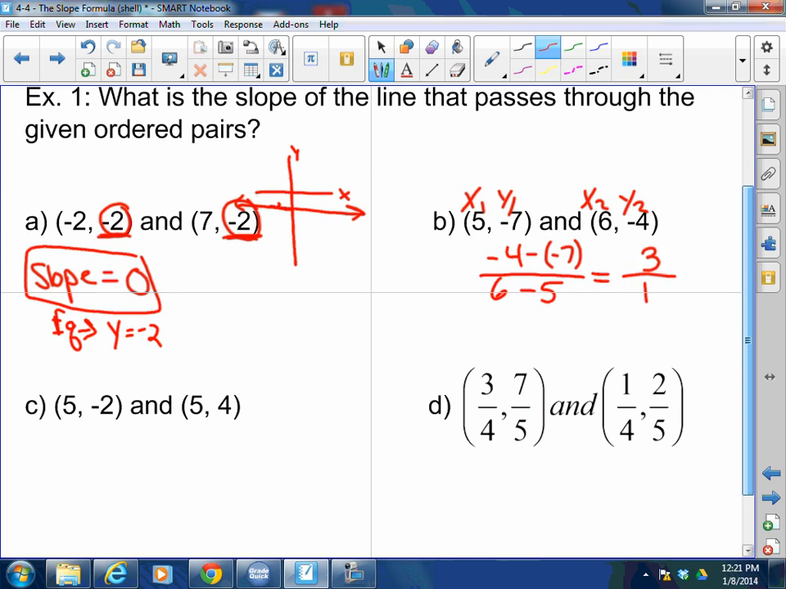Okay, let's look at C. Can anyone right off the bat tell me what that slope is? Undefined. Why? Because the 5's here are the same. When the x's are the same, your slope will equal undefined.